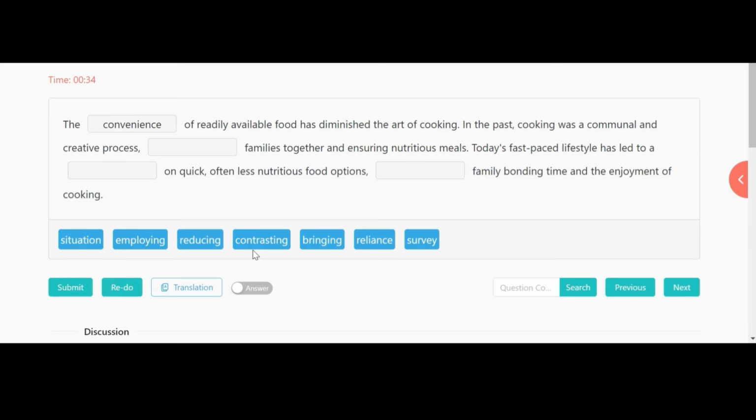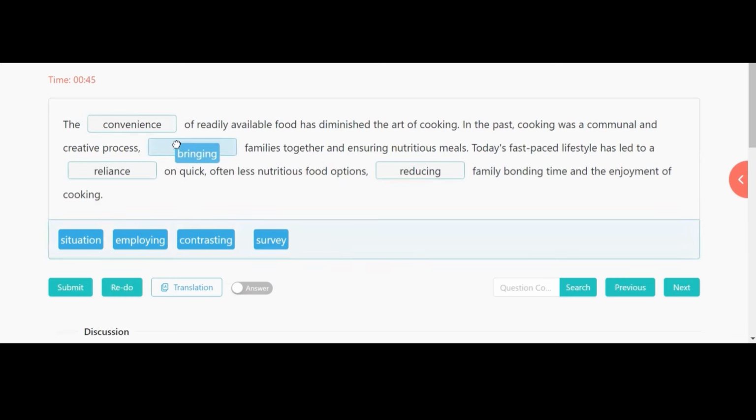So at the end of the day, we are left with options like reducing. Okay, so let's say we had these answers back here before. We have reliance on quick food, and we have bringing families together. These were the options we first saw. So at the end of the day, eliminating all these other options would leave us with the options in the blank.